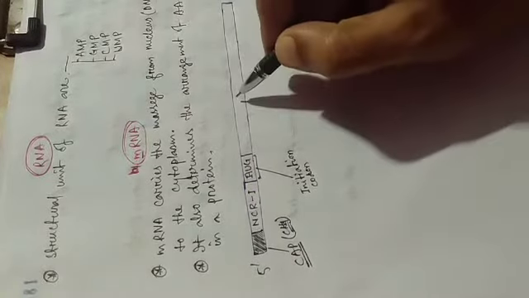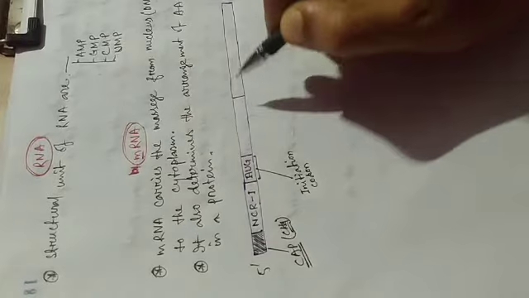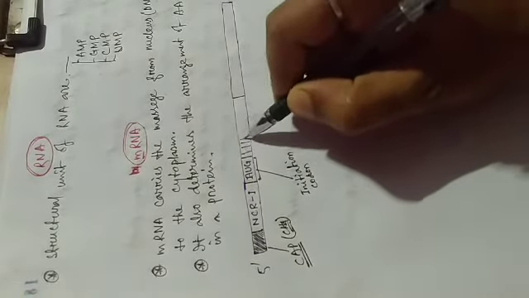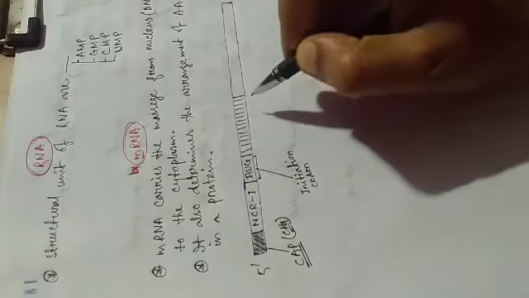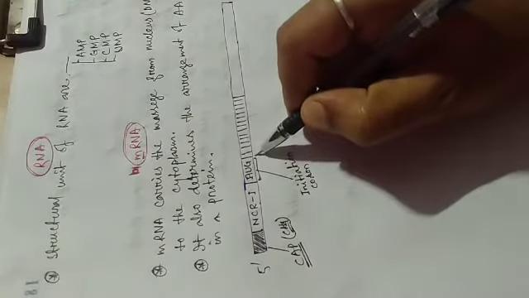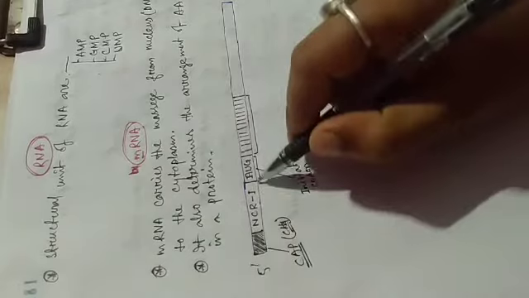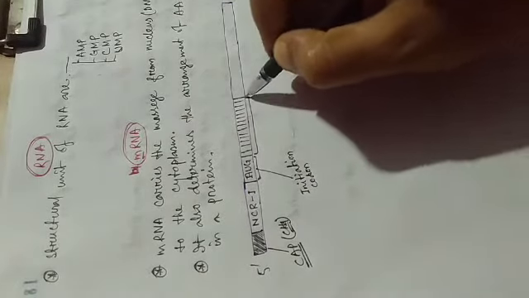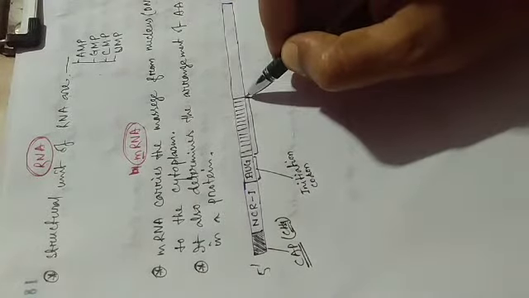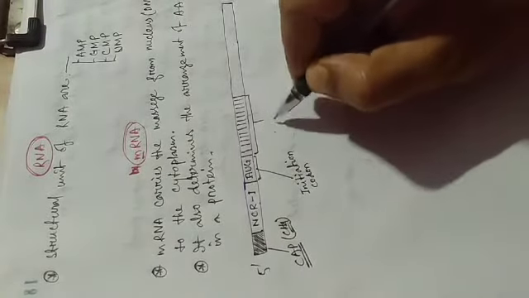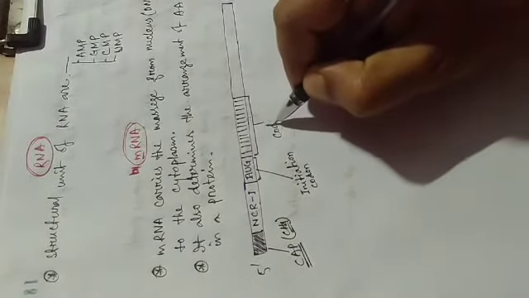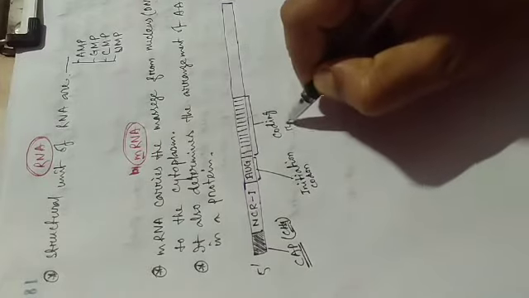Then the mRNA contains a coding region, so that part of the mRNA participates in protein synthesis, from AUG to the end of the coding region. So this portion is called the coding region.